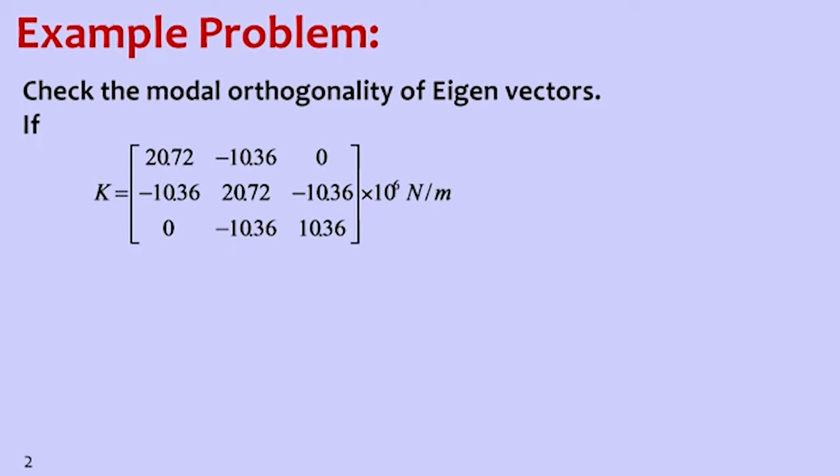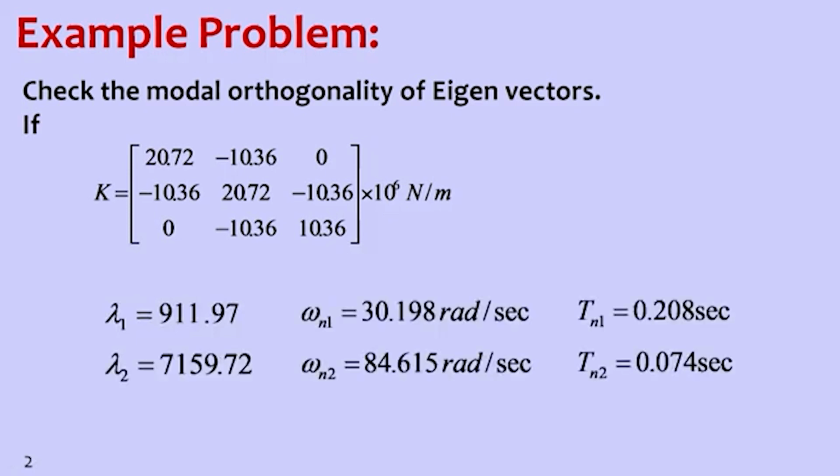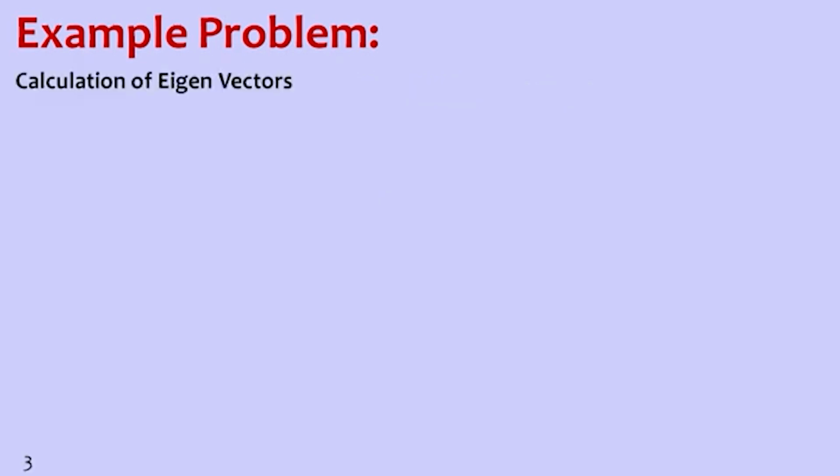The K matrix, 3 by 3 in nature, is given to us, and the lambda 1, lambda 2 and lambda 3 values and the corresponding omega 1 and time period values are given to us. By making use of this, we will see how to calculate the eigenvector, and then later in the second half we will check the modal orthogonality of the eigenvector. So first of all, calculation of the eigenvector.